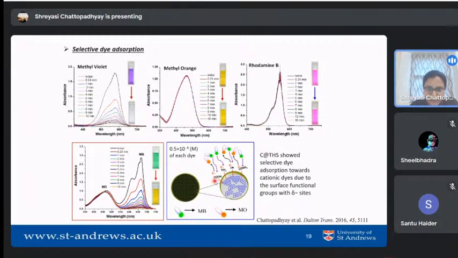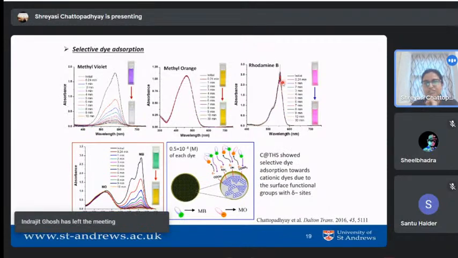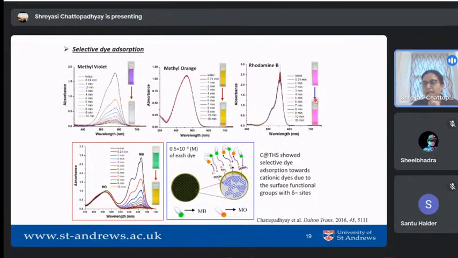As you can see, all these functional groups have some delta negative sites because they have oxygen or nitrogen with their lone pairs. When we used this material for some kind of dye adsorption, we tested methyl orange and rhodamine B. I should have put the structures, but sorry, my apology, I forgot. But you can check the structures. If you see the structure of methyl orange and rhodamine B, these two are anionic dyes.